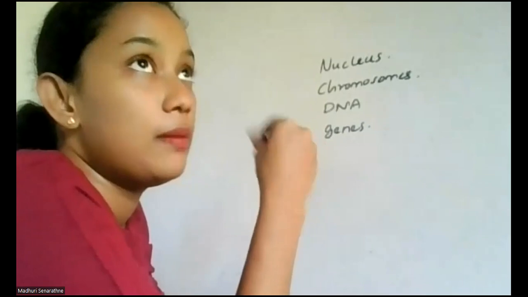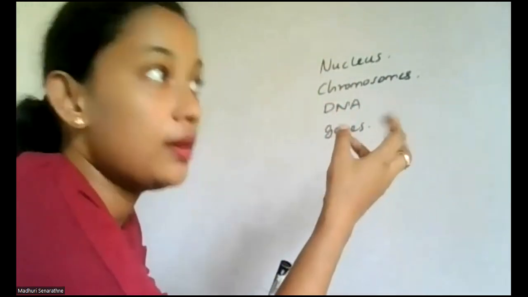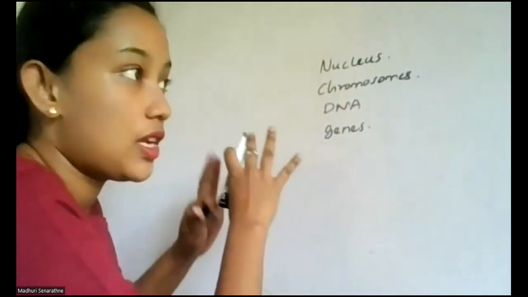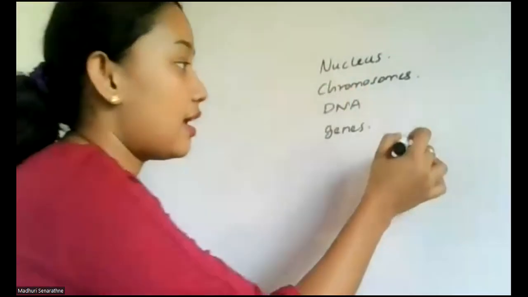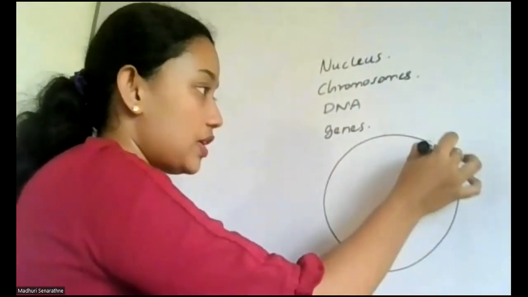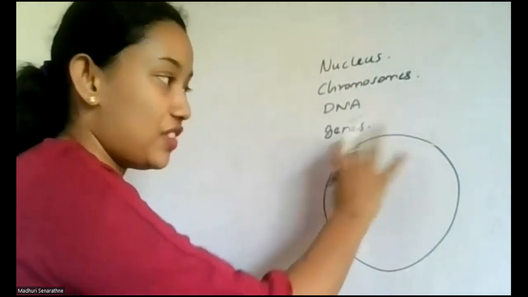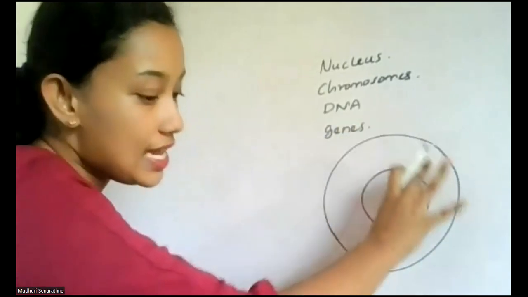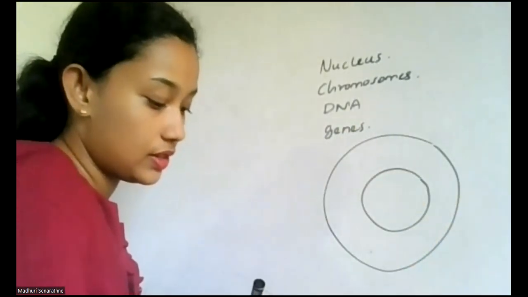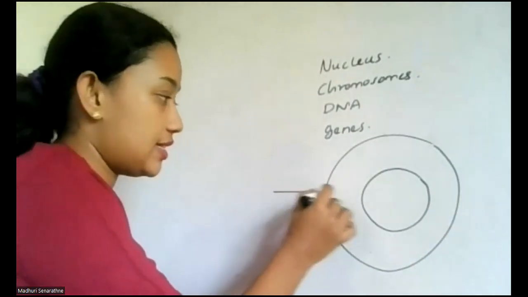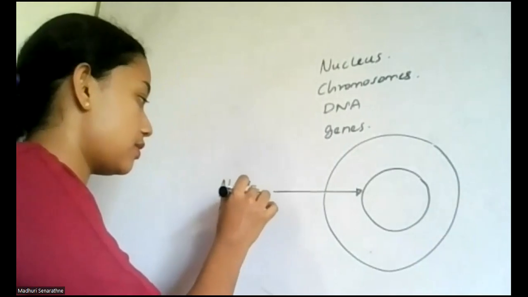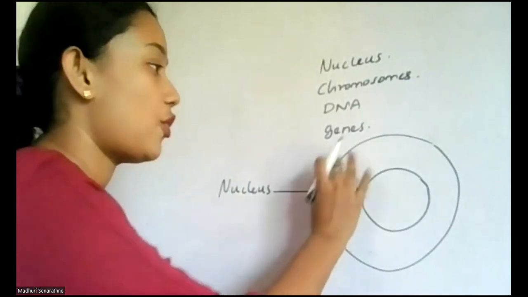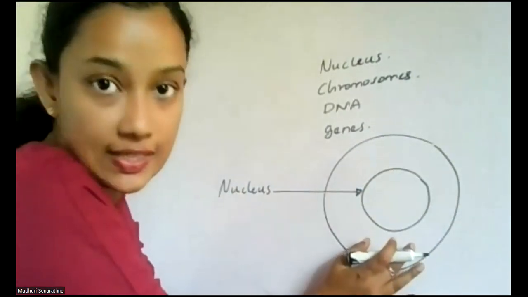Even a bacterial cell, even a plant cell, even an animal cell. To represent any kind of living cell, I will draw a simple diagram of an animal cell. If this is the whole cell, this is the nucleus. The cell is controlled by the nucleus. This particular organelle controls all the processes within the cell.